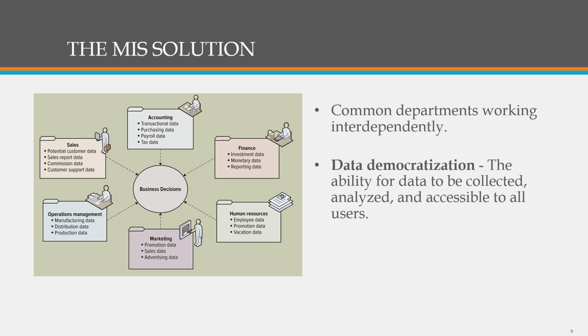The method to bring all departments together in business is the MIS solution, or Management Information System solution, with the term data democratization. This is the ability for data to be collected, analyzed, and accessible to all users. What we're able to do here is unify all the key pieces of data that need to be shared amongst departments. Now, this doesn't mean that every piece of data in every business department is shared. For example, HR will not provide all personally identifiable information to other departments unless it's necessary.